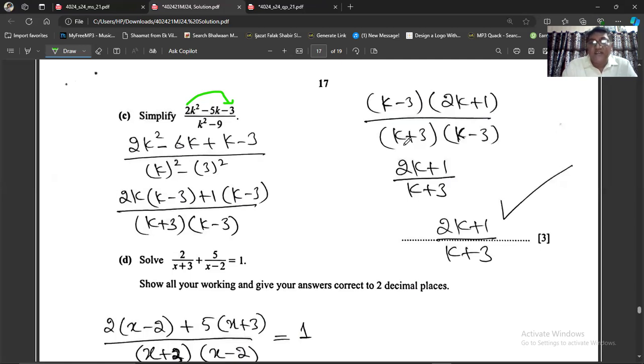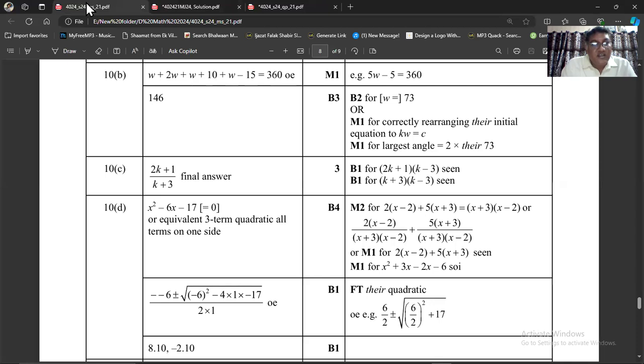Downstairs, you can see this. So I will cancel this and this. So you are left with 2k plus 1 divided by k plus 3. So 2k plus 1 divided by k plus 3. This is the answer. Let's check. 2k plus 1 divided by k plus 3. That is the right answer, sir.